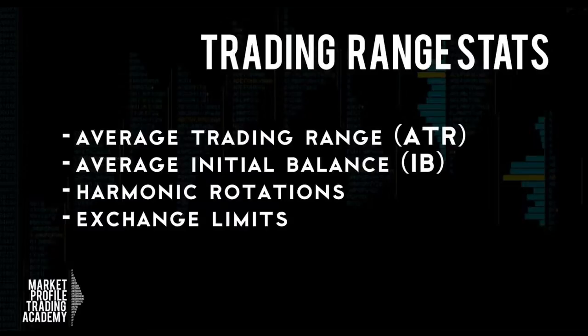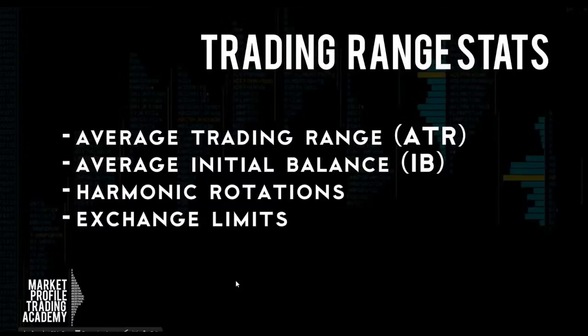Another one that you can track is the average initial balance, and the initial balance is the range of the first hour of trade. In auction theory, we organize data in half-hour segments. This is how wide that first hour is.